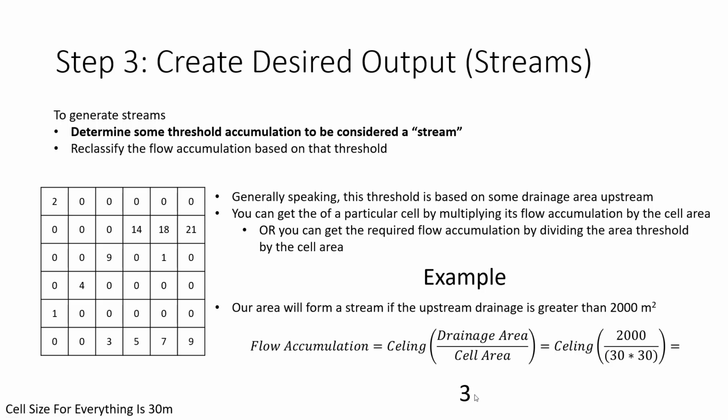So what this means is that in order for a cell to meaningfully contribute to a stream, it has to have a flow accumulation value of 3 or higher. This is the minimum flow accumulation that would be considered a stream.